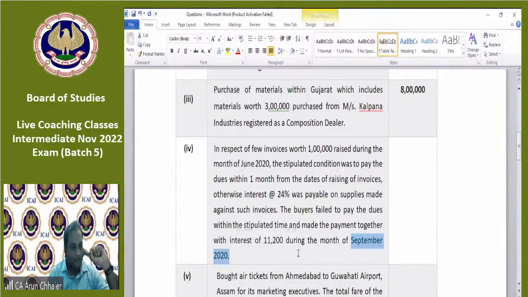The answer is value of supply. Can you please tell me the provision?